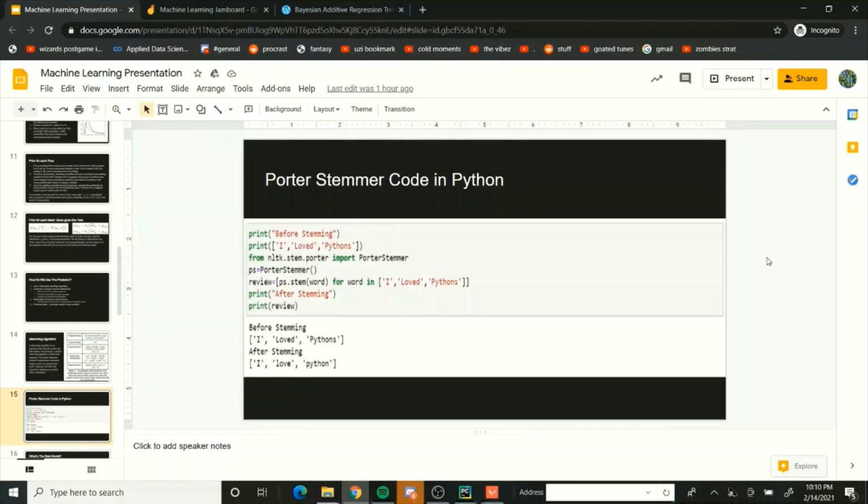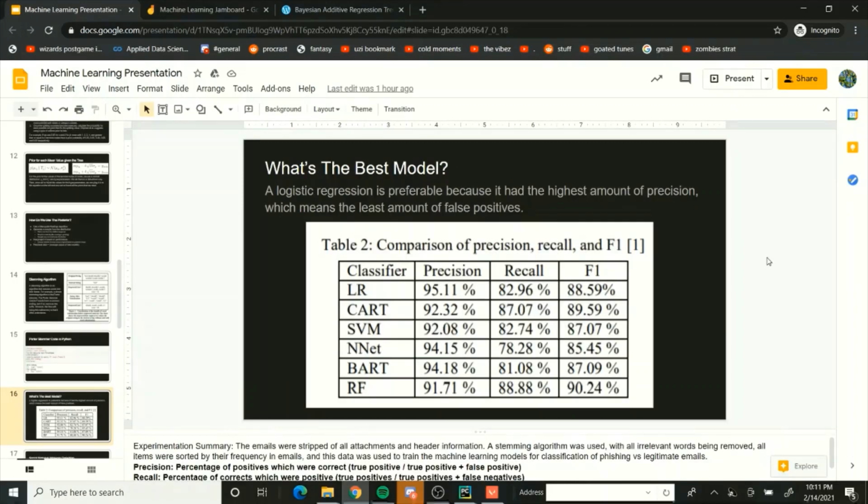And here's some really quick code on how to create a Porter stemmer in Python. The Natural Language Toolkit is a Python library that you can use to really easily create a Porter stemmer. So yeah, I found that pretty cool.